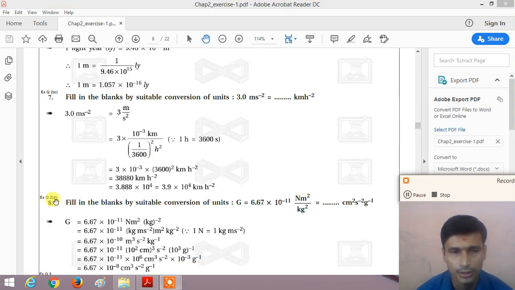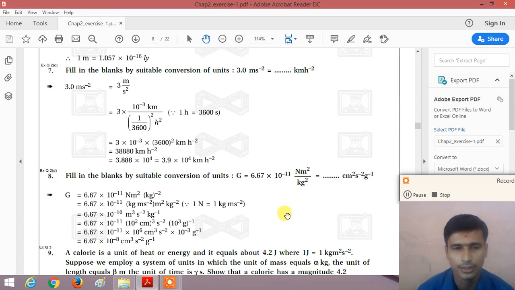Now question number 2D. Fill in the blank by a suitable conversion of the unit. Here the value of the universal constant of gravitation, capital G, is equal to 6.67 into 10 raised to minus 11 Newton meter square per kg square. Convert this into the CGS system, centimeter cube, second raised to minus 2 and gram raised to minus 1.